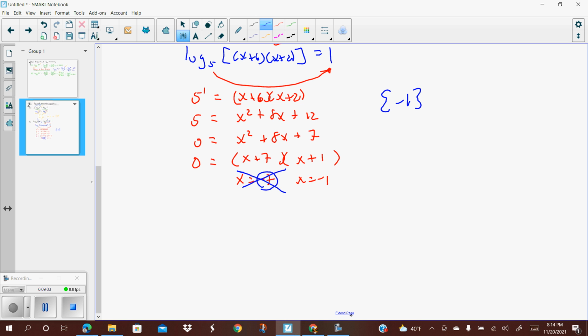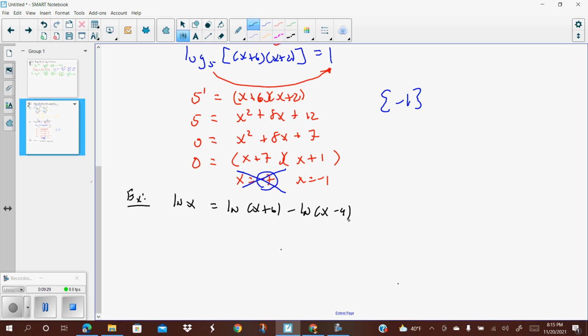Okay, let's try one more example. Well, not one more, there's going to be several more. But this one's going to change things up just a little bit again. So we're going to have the natural log of x equals the natural log of x plus 6 minus the natural log of x minus 4.